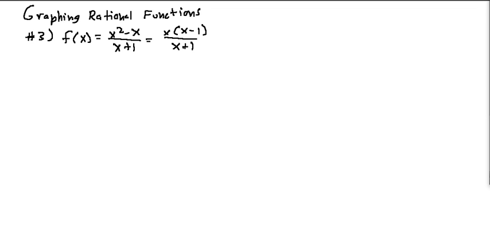Some immediate things that are the same as before: we've got a vertical asymptote at x equals -1, because that's the zero of the denominator. We're not going to have any horizontal asymptote because the numerator outgrows the denominator as x gets really big, since the numerator's degree is bigger than the denominator's degree. So we have none of these. But it turns out that there is another asymptote for this rational function, and it's something called a slant asymptote.